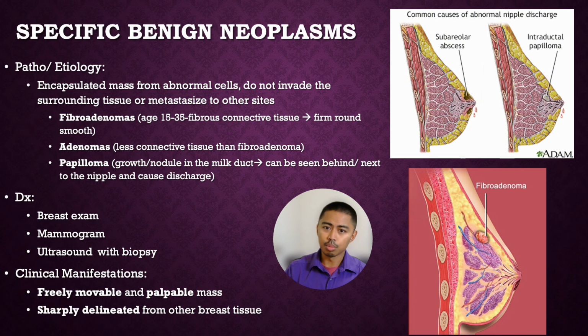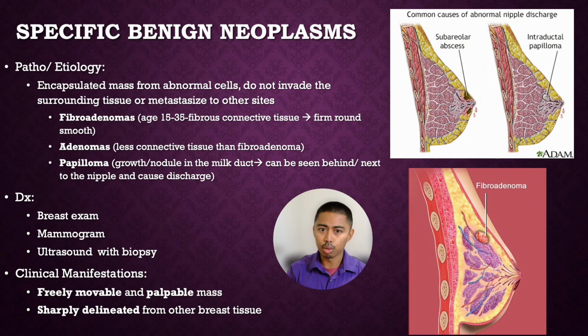And if there's a lot of irritation and disruption of the duct, it can also produce bloody or serous nipple discharge. And as far as the diagnosis goes, of course you can do a breast exam. That's going to help detect those discrete encapsulated masses. A mammogram can also help visualize well-defined lesions to help with your diagnosis. And then, just like with anything, biopsy is going to be the most confirmatory test, but again, it's also going to be the most invasive.